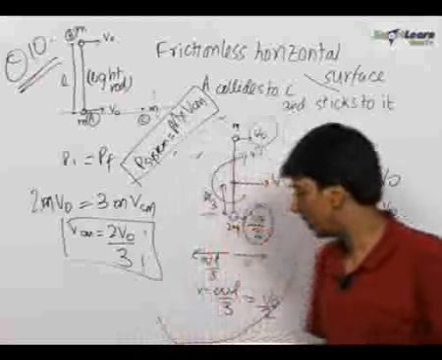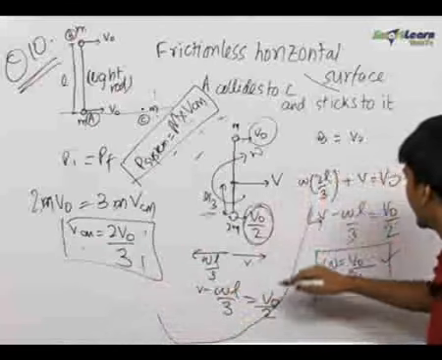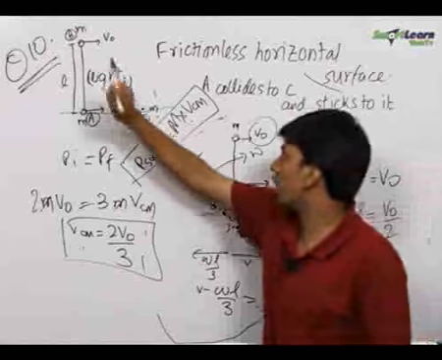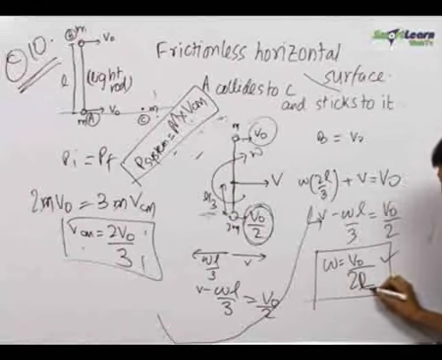That is just a thought, but the answer for this question comes out to be: velocity of center of mass is 2v0 upon 3, and the velocity of this object is v0. This one is v0 by 2, and omega comes out to be v0 upon 2L.